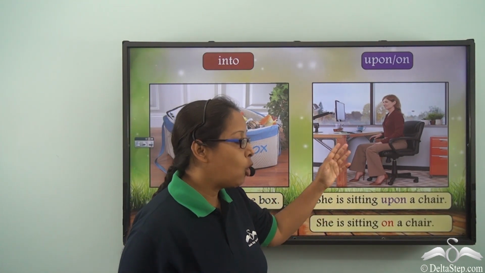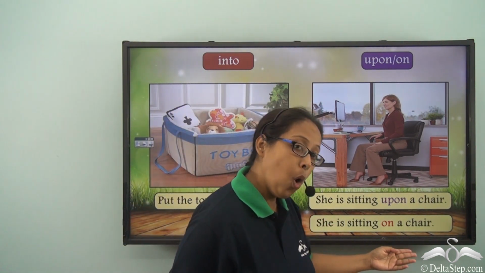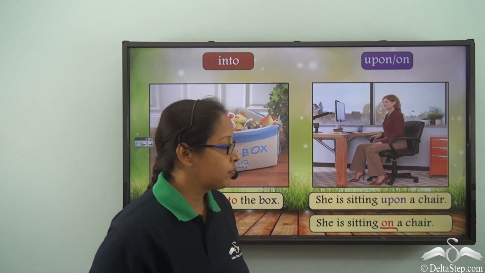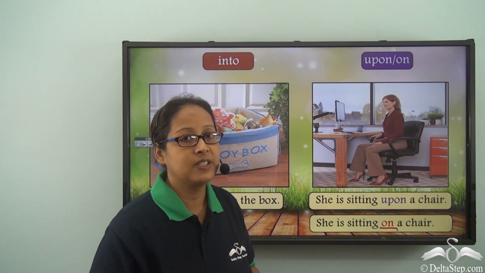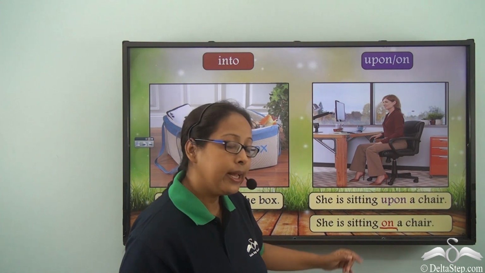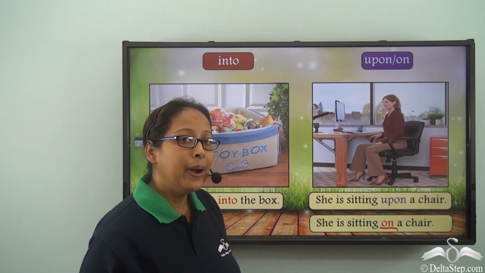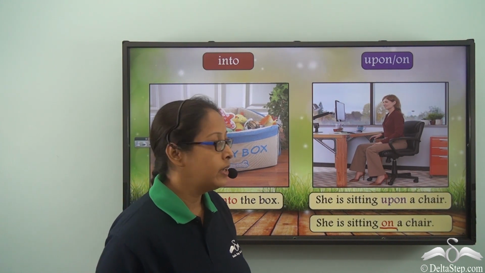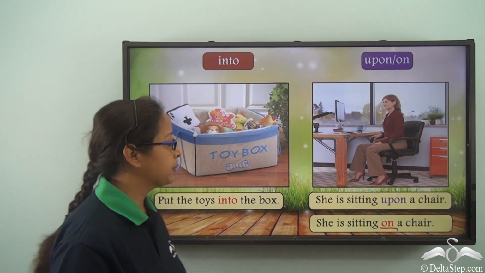Now, we can also say this sentence in another way. She is sitting on a chair. So, on is the preposition here. And it means on a surface, on top of something. So, we see that upon and on, they both have the same meaning. But we are talking about something being at rest. There's no movement involved when we are using on and upon in such examples.